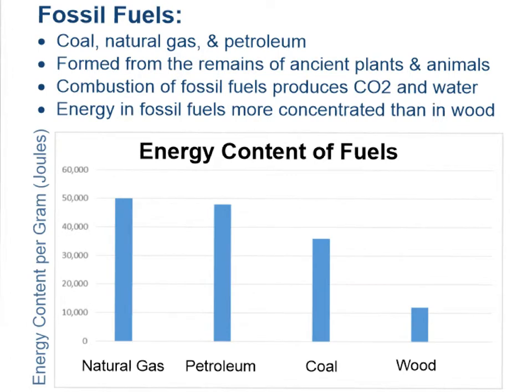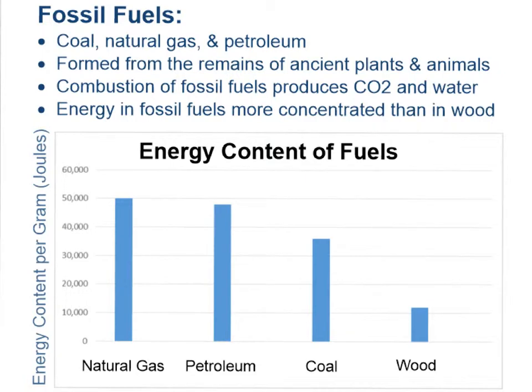So what do we mean when we talk about fossil fuels? Coal, natural gas, petroleum, and crude oil are called fossil fuels. The reason they're called that is because they form from the remains of ancient plants and animals that were buried and altered over millions of years. And that's why they are called fossil fuels. The combustion of fossil fuels produces carbon dioxide and water.